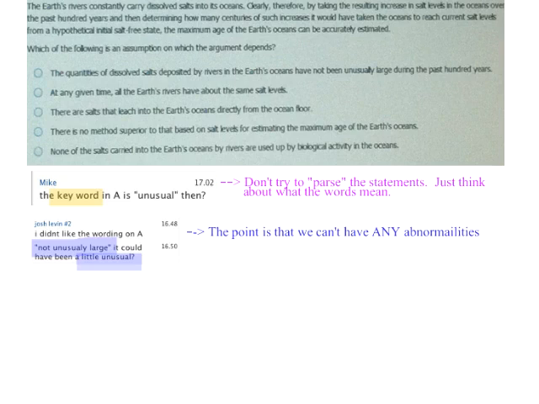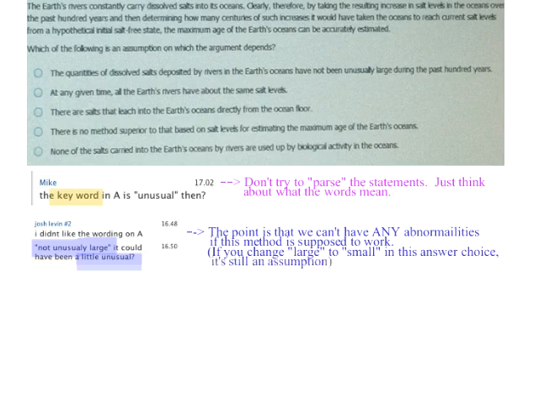I spelled that wrong, I'll fix that in a second. We can't have any abnormalities if this method is supposed to work. So even if you change the word large to small, it's still an assumption. If you change large to small in this answer choice, it's still an assumption.